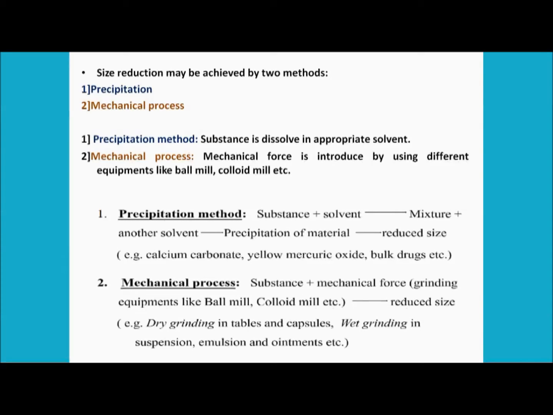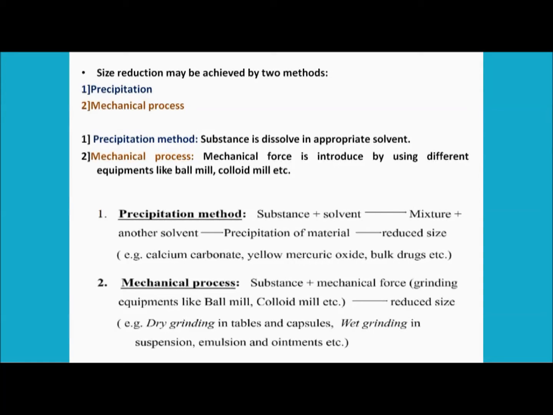It is used for drugs like calcium carbonate, yellow mercury oxide, bulk drug, etc. Whereas in the mechanical process, what we are going to do? Mechanical force will be applied using grinding equipment like ball mill, colloid mill, etc. The size will be reduced, and then finally you are going to get the lower size particle, right?